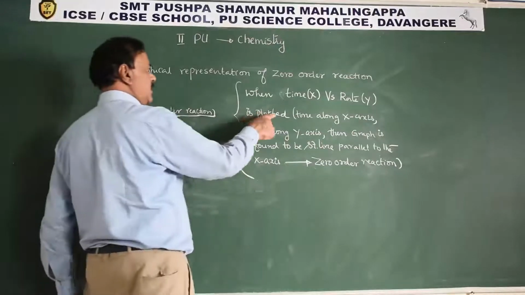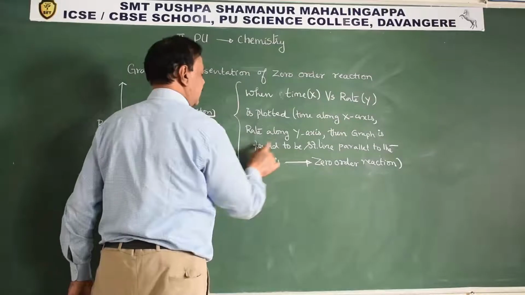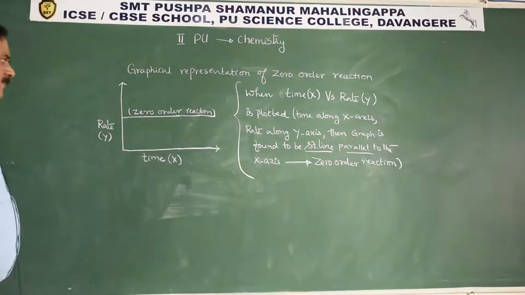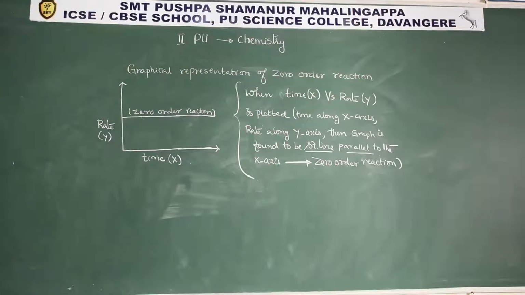When time versus rate is plotted, time along the x-axis and rate along the y-axis, the graph is found to be a straight line parallel to the x-axis. Then that is an example for a zero order chemical reaction.